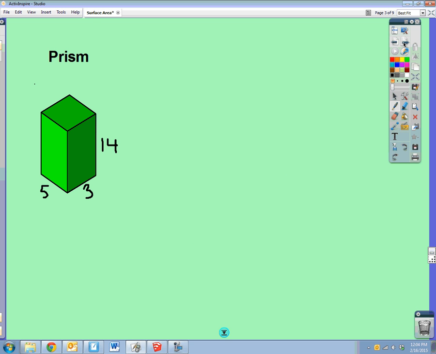Okay, let's get right to it. So I've got a prism, a rectangular prism. If you think about a cereal box, we're going to try and find the area of all those faces. So I'm going to attempt to draw a net.